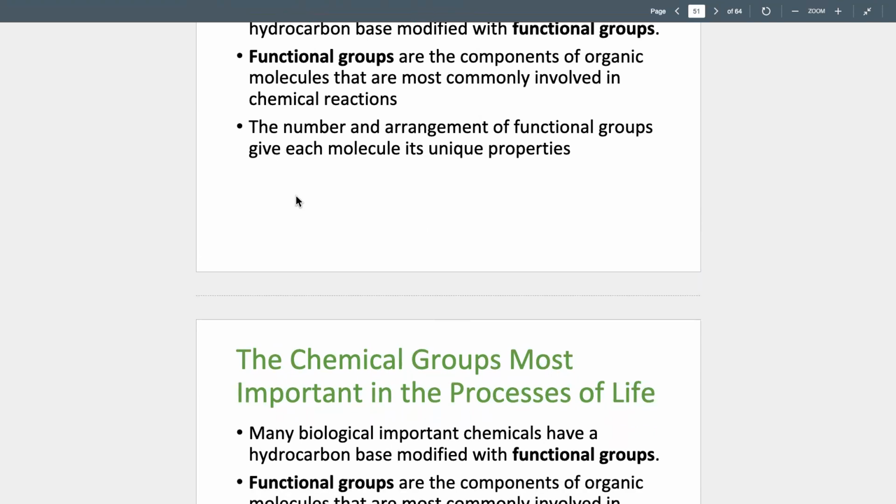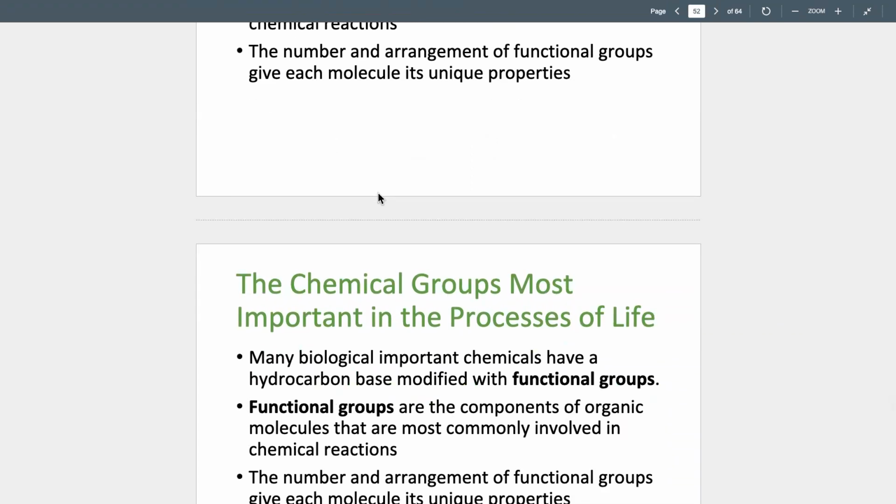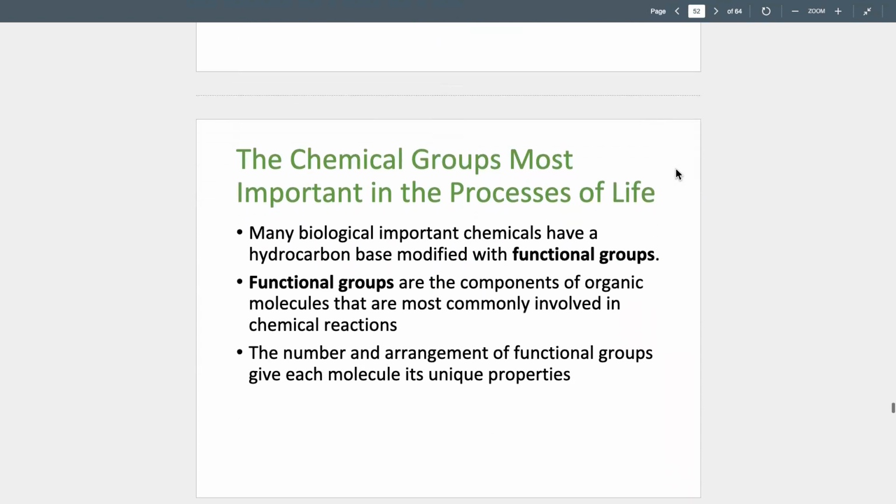The number and arrangements of these functional groups give each molecule its unique properties, like its melting point and boiling point, and whether it gives off an odor, and that kind of thing. So the functional groups are going to be responsible for its unique properties.